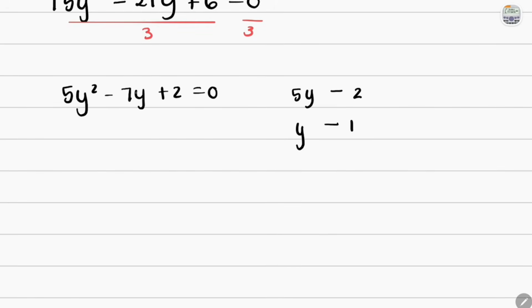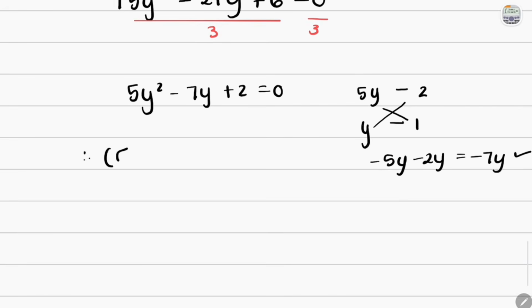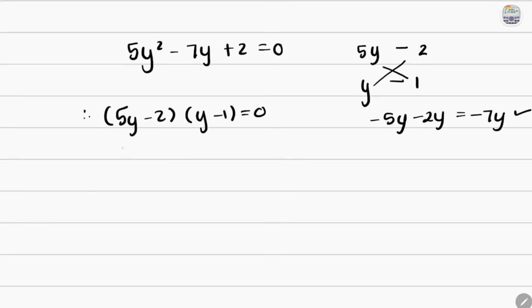And let's cross multiply to see if we get the middle term. So 5y times negative 1 is negative 5y. Y times negative 2 is negative 2y. And then this indeed does give us negative 7y. So these are our factors. So 5y minus 2 multiplied by y minus 1 is equal to 0. And so therefore, let's solve for y.